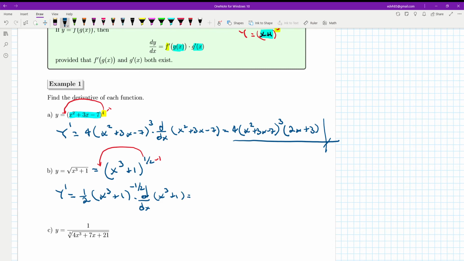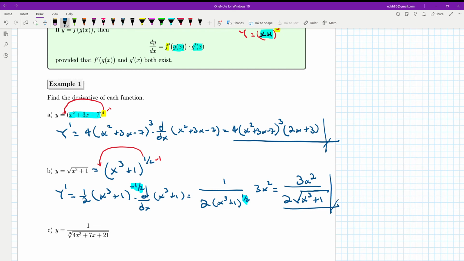That's going to be, number 1, this negative 1/2 power, I need to rewrite in the denominator as the 1/2. And then the derivative of x cubed plus 1 is 3x squared. Then we're going to do two things at the same time: I'm going to write this in terms of one single quotient, and I'm going to change this rational exponent into radical form. That is 3x squared divided by 2 square root of x cubed plus 1.